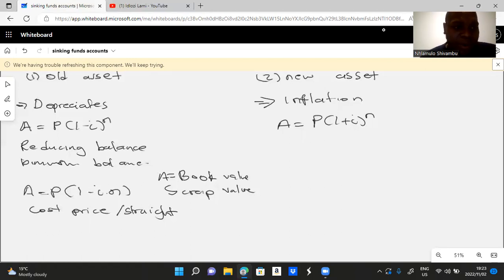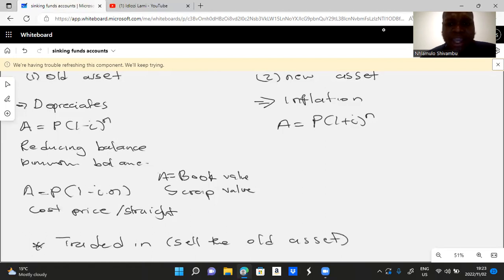So this is what happens. We're saying the old asset is traded in. So they trade in the old asset, or what we say is that they sell the old asset. So when they want to buy, the old asset is sold altogether at the scrap value, or it is sold at the book value at that time. So the money that they get from selling the old asset, they use it in purchasing the new asset.